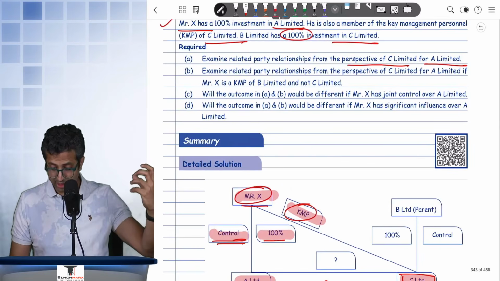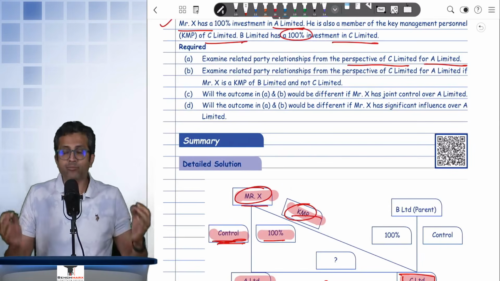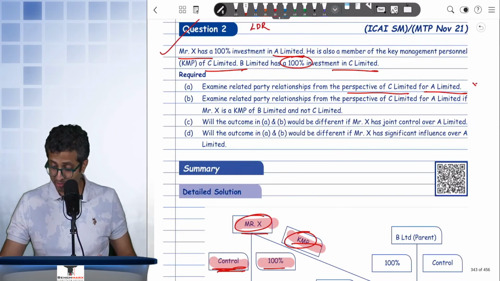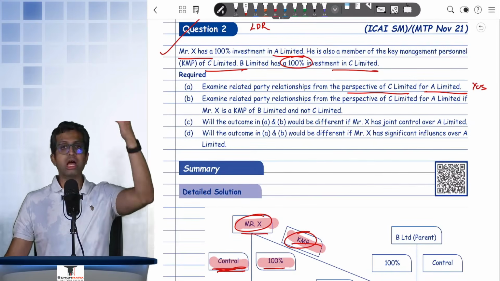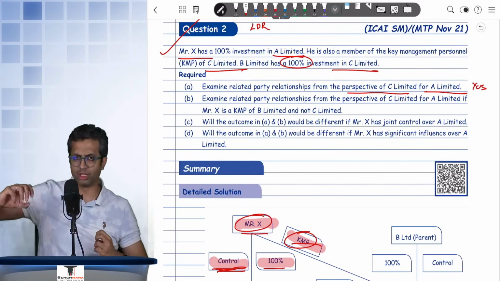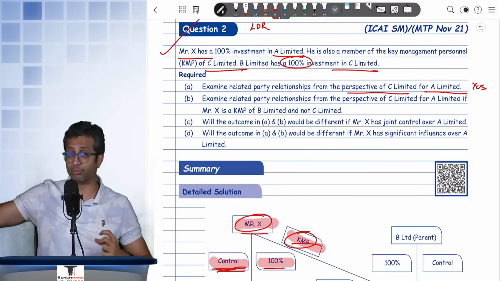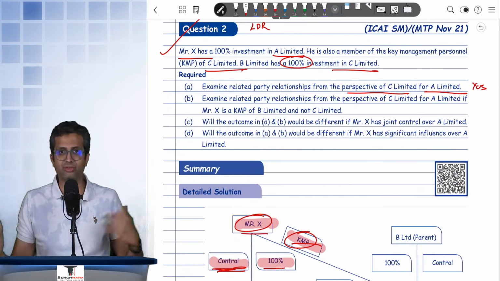Yes. At one place there is control, other place there is KMP, and hence there is a related party relationship. Yes, because that same person, that is X, under clause E is having control over A, and that same person X is also a KMP for C, and hence A and C become related.